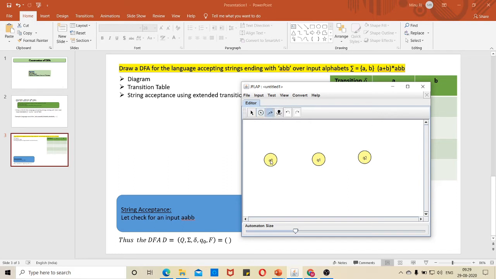So, let me write the values: A, B, and for the other B, B. Okay. Once I read this A, B, B, this must be my final state. So, let me make this the final state, and this should be my initial state. If my string is simply ABB, this will work for sure.